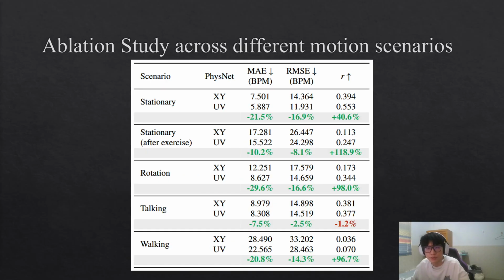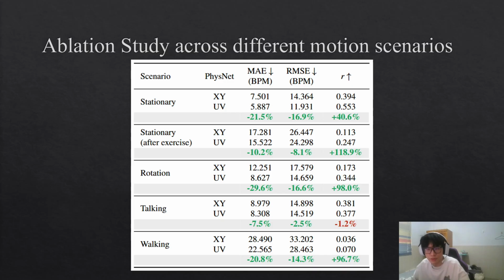These results strongly validate the orientation condition approach's ability to handle data from different recording conditions. Table 3 demonstrates the performance comparison between VCNet XY and VCNet UV across various motion conditions. The result validates the orientation condition approach's effectiveness in handling different types of subject movement. The most significant improvements appear in rotation scenarios, where VCNet UV achieved a 29.6% reduction in MAE.